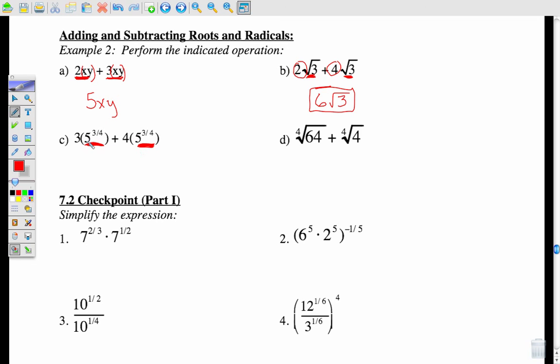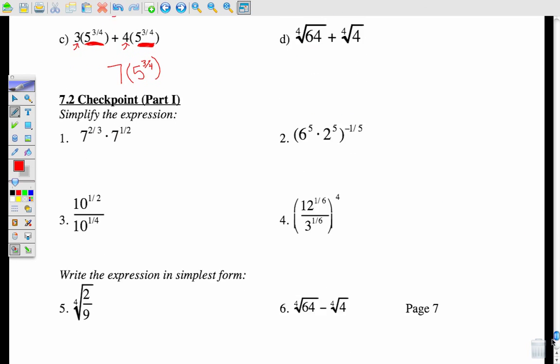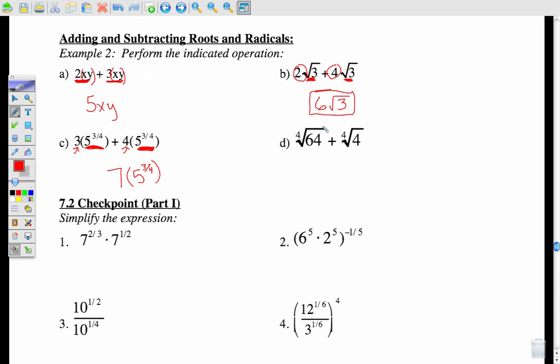This one is a little bit more difficult to see, but notice I have 5 to the 3/4, 5 to the 3/4. I have 3 of them here. I have 4 of them there. So if I have 3 of them plus 4 of them, I have 7 of them, whatever them was, which in this case was 5 to the 3/4. Last example, and then I'm going to have you try this checkpoint down at the bottom of the page.